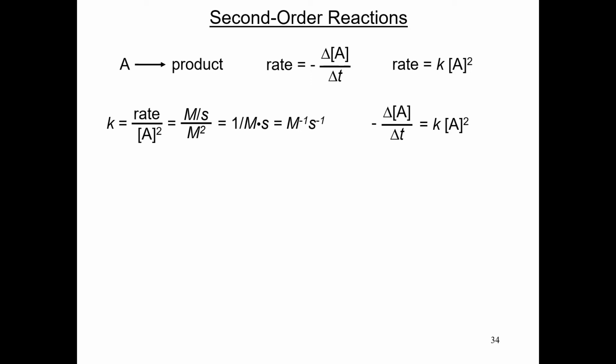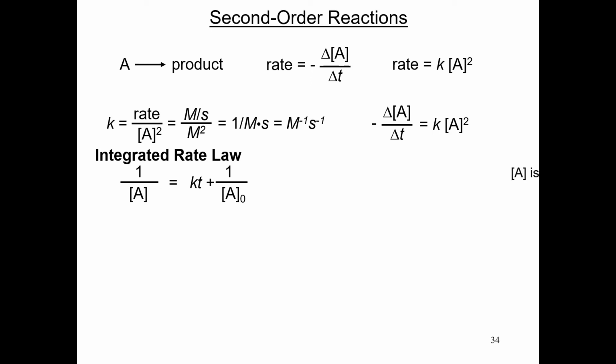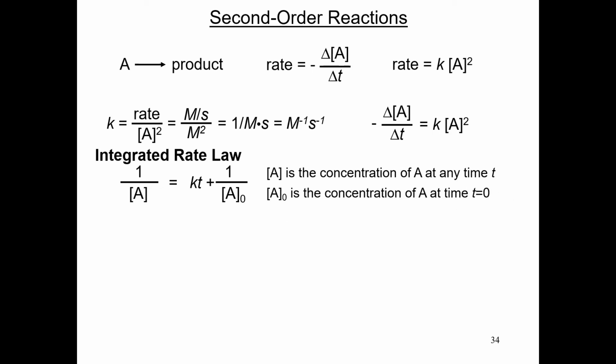And once more, we can apply calculus to this and arrive at an integrated rate law. Those of you who have taken integral calculus already will be able to solve that equation. And we end up with this expression here: 1 over A equals kt plus 1 over A sub 0, where A is the concentration of A at any time, and A sub 0 is the concentration of A at time equals 0, or essentially the point at which we started to measure the reaction rate.